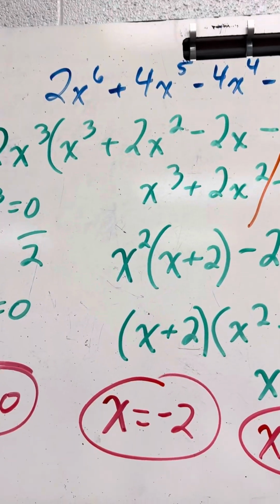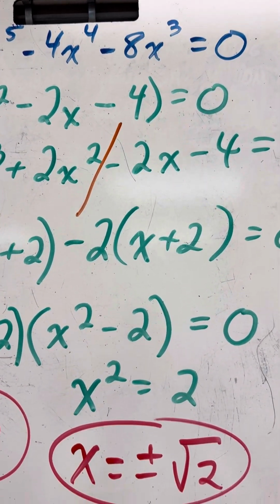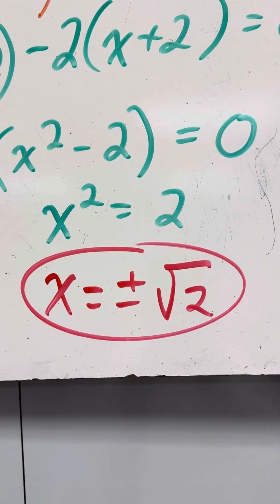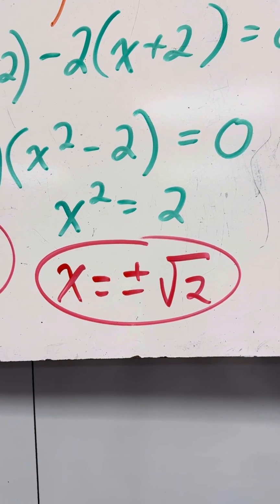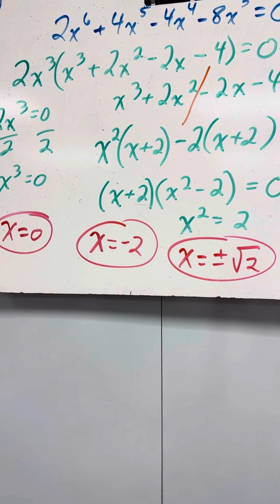So x equals negative 2. And x squared equals 2, meaning x equals plus or minus square root of 2. Unless you'd rather write it as x equals square root of 2 and x equals negative square root of 2. Okay? There you go.